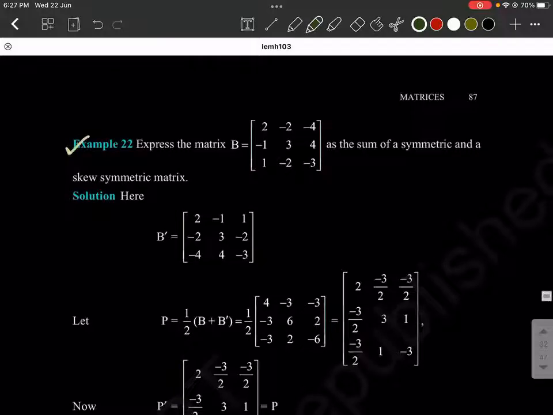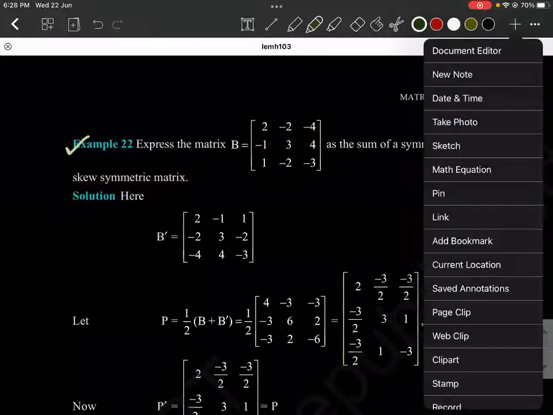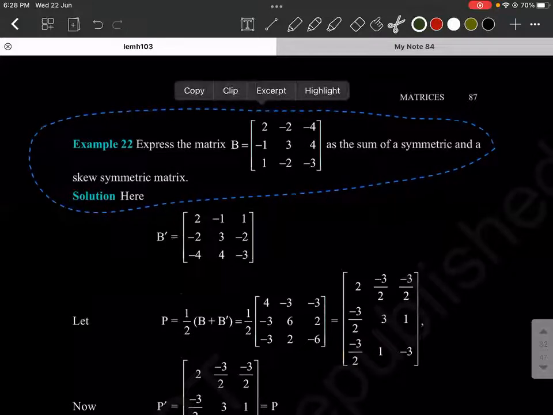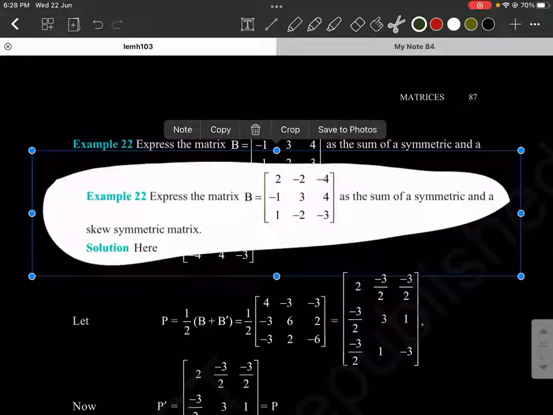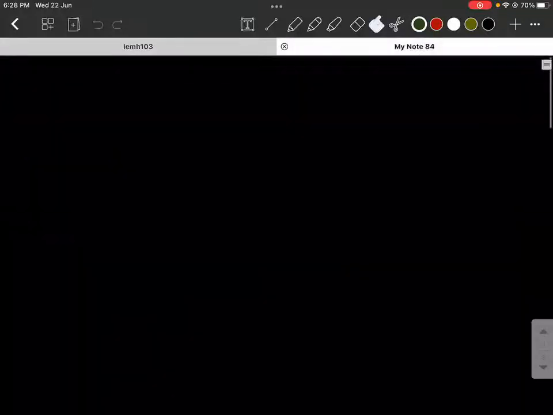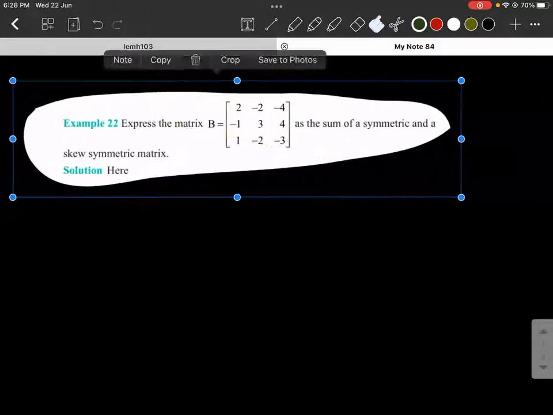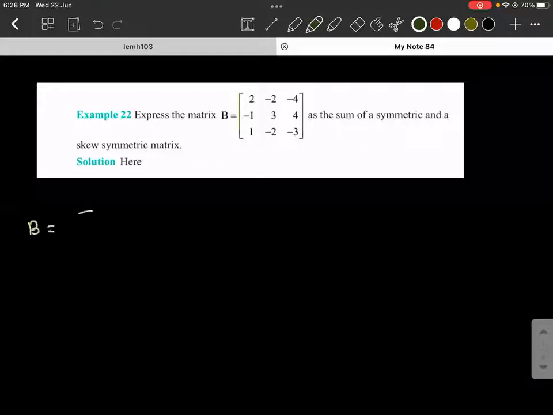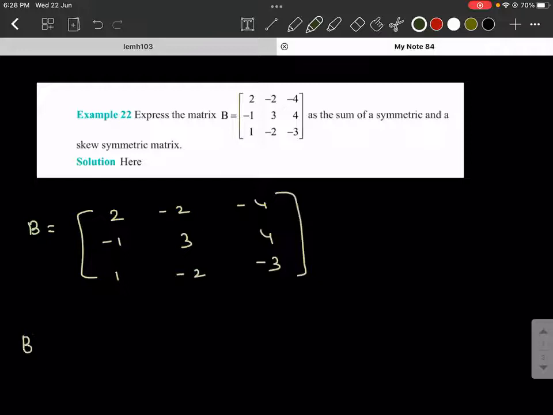Based on that, there is an example. Suppose I have a matrix B, which is 2, minus 2, minus 4; minus 1, 3, 4; and 1, minus 2, minus 3. Express this as a sum of symmetric and skew symmetric matrix. So how can I do that? So if you observe this, B is equal to 2, minus 2, minus 4, minus 1, 3, 4, 1, minus 2, minus 3. Then what is B transpose?